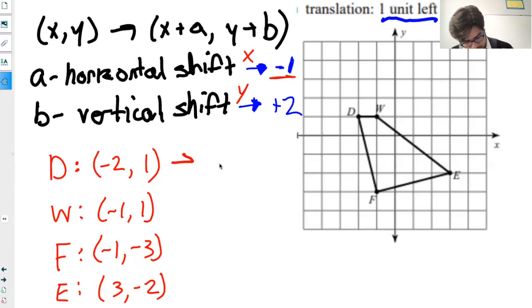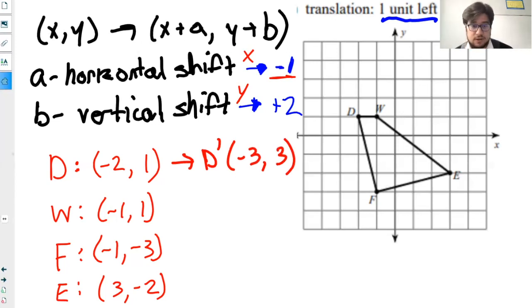And D now becomes D prime, our transformed point, which in this case we subtract 1 from x, so -3, and we add 2 to y, so this becomes +3. All we did was subtract 1 from the x value and add 2 to the y value. Let's continue. W becomes W prime. X is -1, so it becomes -2, and y is +1, so it becomes +3.